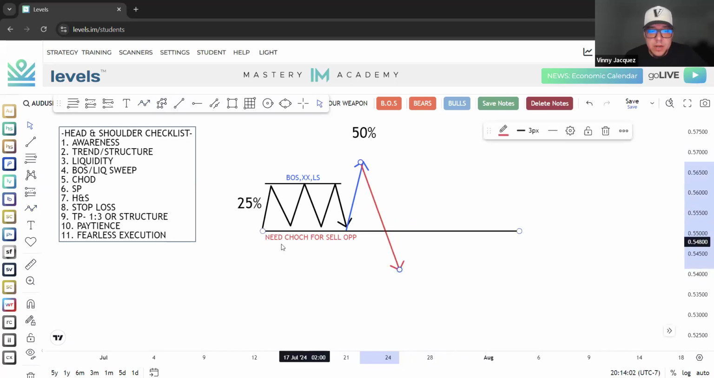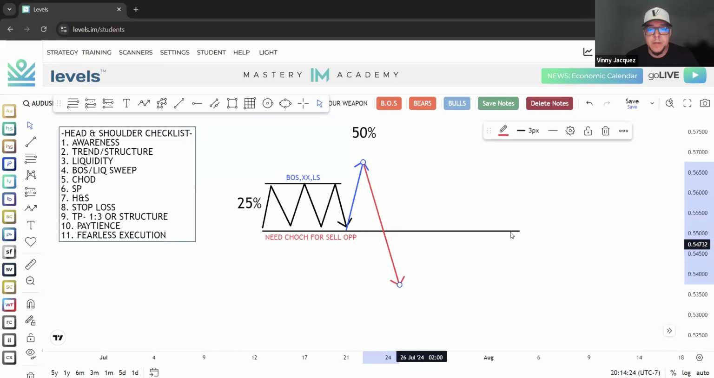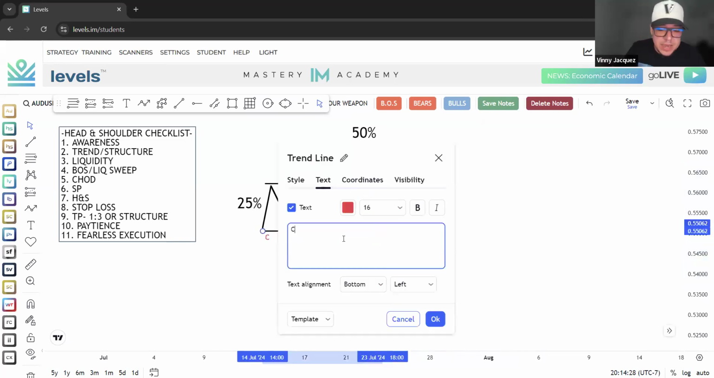Look at what it says right here. Need change of character for sell opportunity. Guys, until I get that, if the candle does not close below this black line, I am not looking for sell opportunities. Once that happens, boom, I can now go ahead and look for my sell opportunity. And then we change this to change of character because that now has been confirmed.